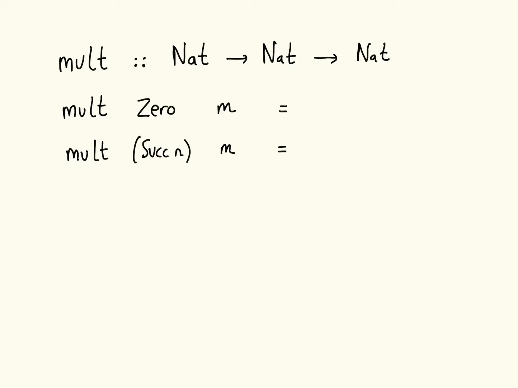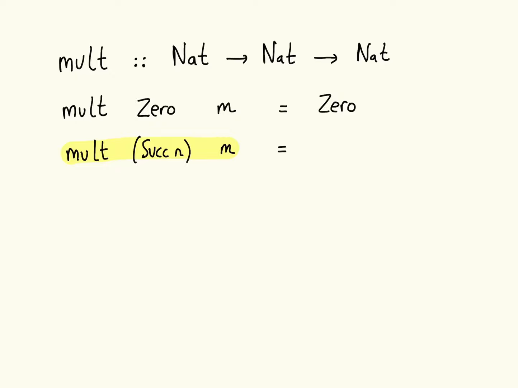Well, in this case here, it's very easy to see what to do. If you multiply any number by zero, you just get zero. Okay, so that's very straightforward just from basic arithmetic. Then in the second case, this is one where you need to think a bit. How do you multiply the successor of some number by any other number m? Okay, and again, arithmetic can help you here.